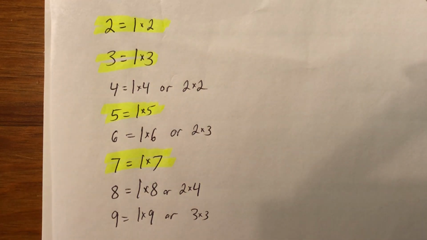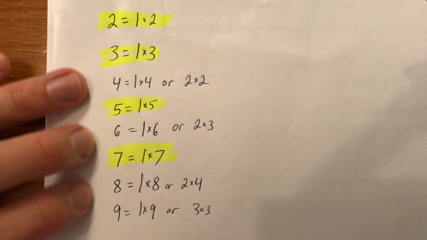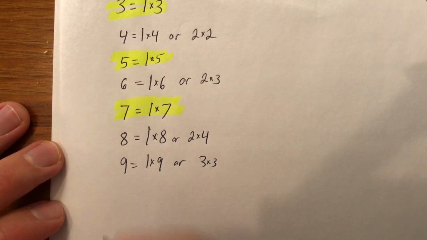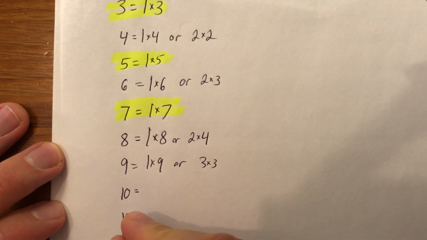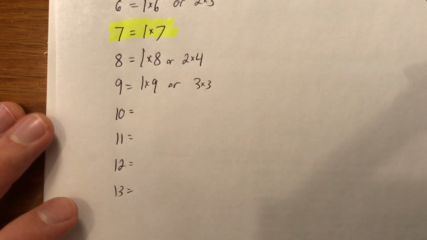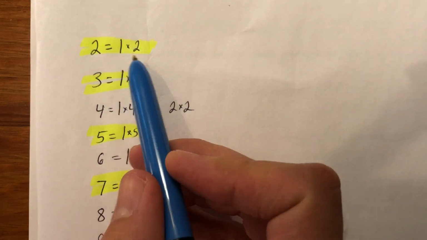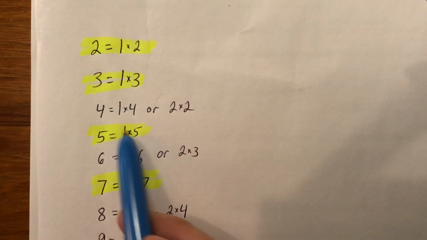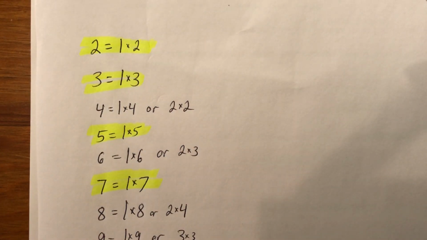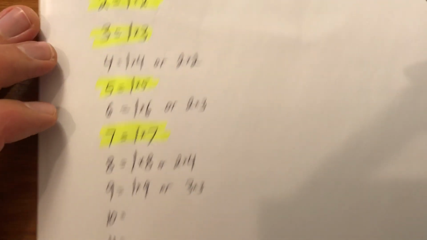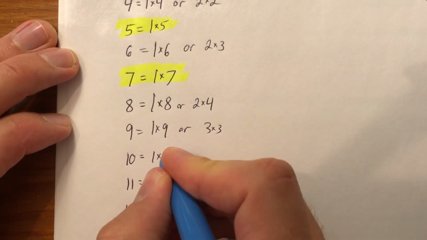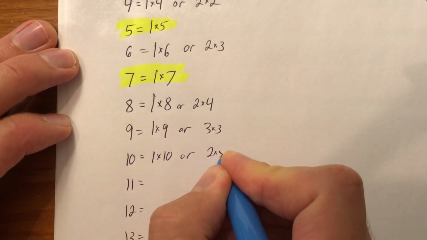So now the question becomes, if we were to keep going and keep playing with Legos all day, what other numbers would I highlight? 10, 11, 12, 13, and where does this end? So we have just explored and found out that there are some numbers that only have one way of writing their multiplication. What are they, and does it ever end? So let's keep going. 10 is 1 times 10, or it could be 2 times 5.